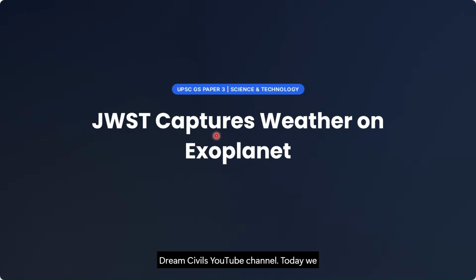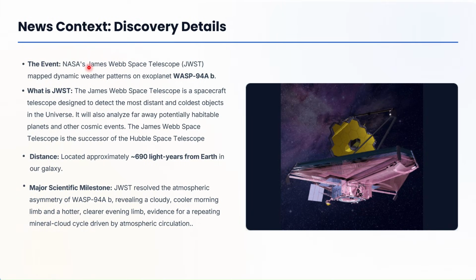Today we are going to discuss a very interesting development in astronomy using the James Webb Space Telescope. The James Webb Space Telescope captures weather on an exoplanet. For UPSC, this topic connects with space technology, astronomy, exoplanets, and the capabilities of modern space telescopes.